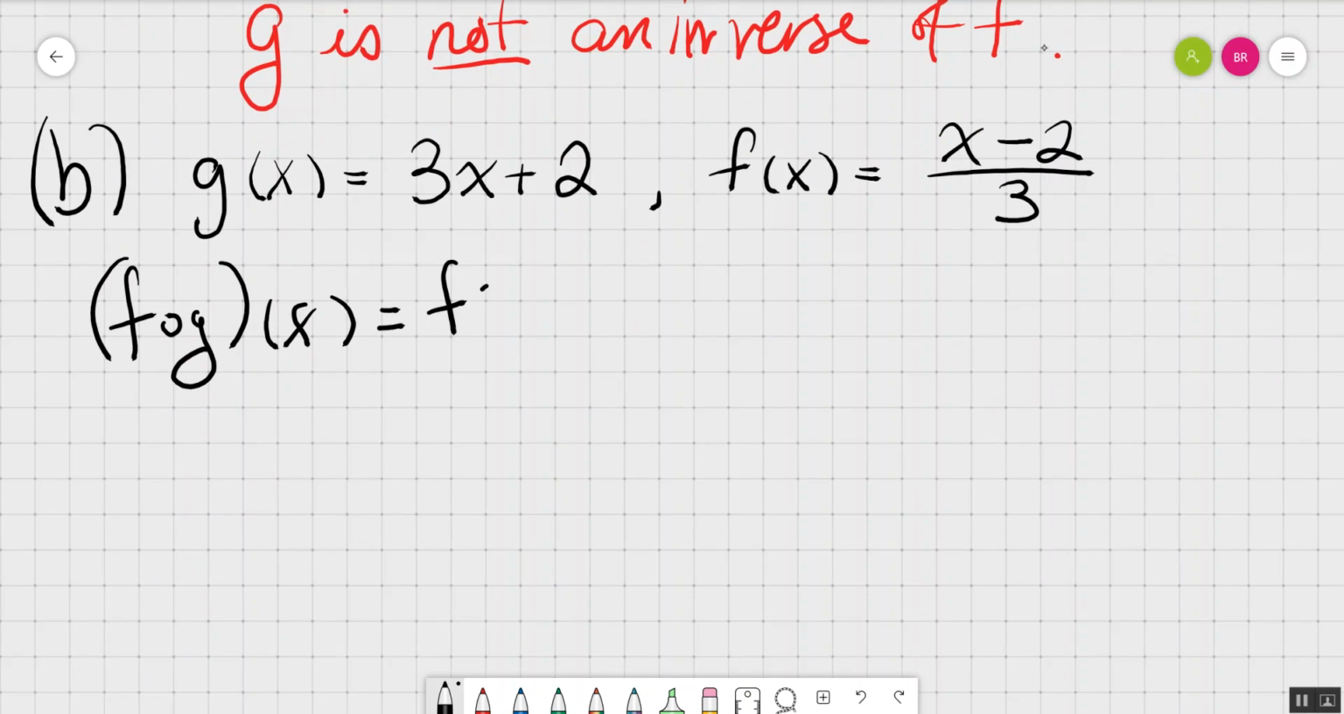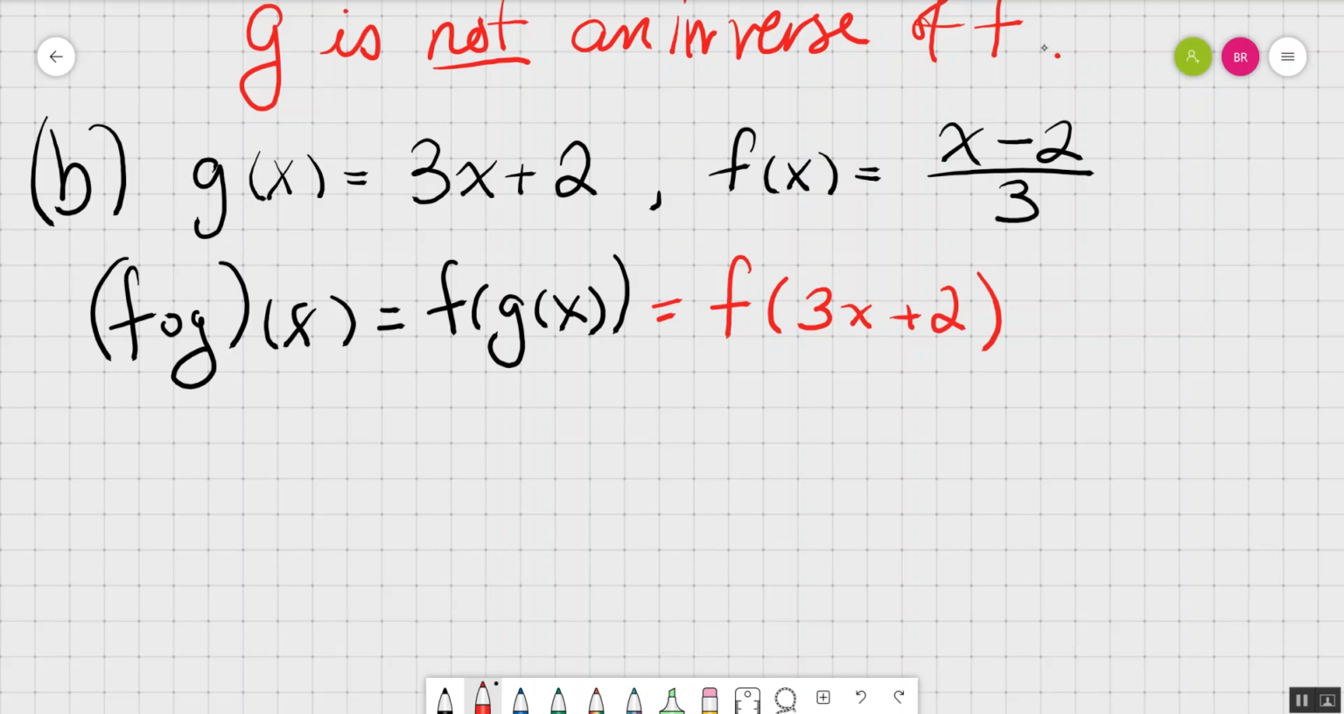So remember, this means we're going to apply g and then f. So g gets to go. What's g do? G says I'm going to take your x and multiply by 3 and then add 2. And what's f do? It says, whatever you give me, I'm going to subtract 2 and then divide by 3. So I'm going to have 3x plus 2 minus 2 and then divide by 3.